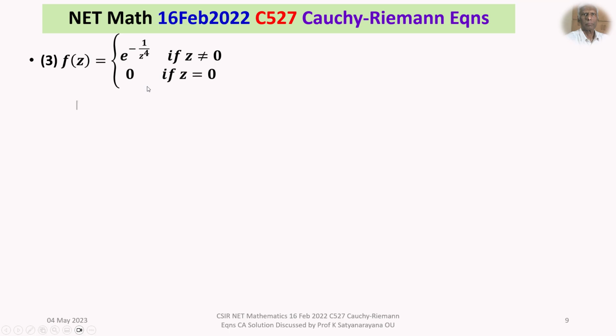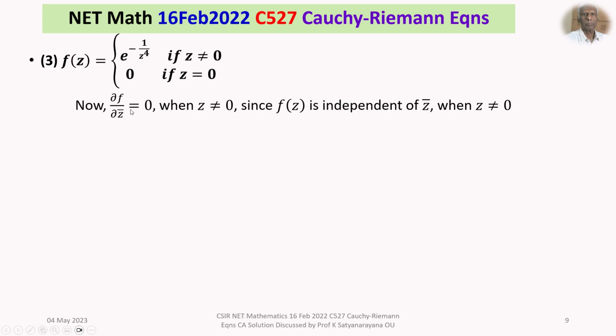And now, ∂f/∂z bar is equal to 0 when z is not equal to 0. When z is not equal to 0, this function e^(−1/z⁴) is independent of z bar. Therefore, its partial derivative with respect to z bar is 0 when z is not equal to 0. So that means the Cauchy-Riemann equations are satisfied for all z not equal to 0, that means on C star. So what happens at the origin?